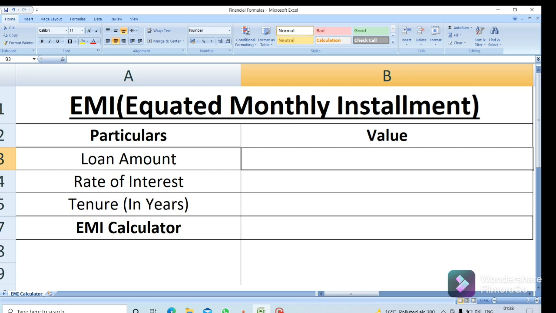First of all, we should have the loan amount, that is the principal amount, and second is the rate of interest, that is, what rate of interest is being charged by the bank or the financial institution, and third is the duration, that is, for how long the loan has been taken. So if we have all the three parameters, then we can calculate EMI, that is, the amount which we need to pay on a monthly basis.